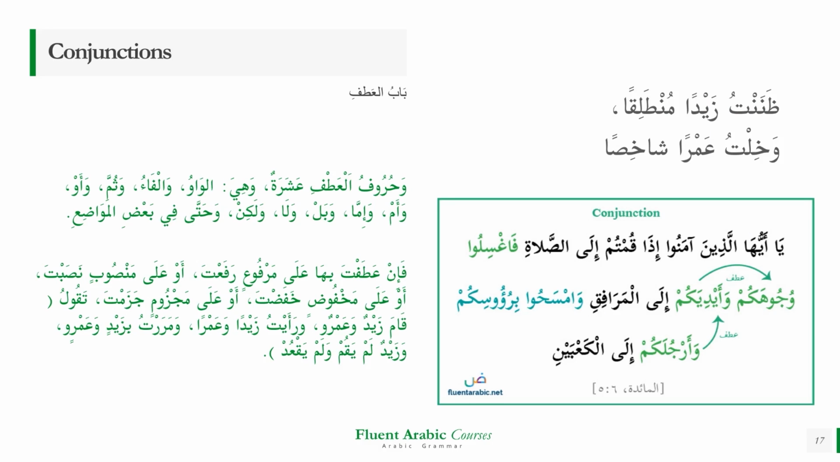Next we have the atf, or the conjunctions. حروف العطف عشرة. The particles of atf are 10. وهي الواو والفاء وثم وأو وأم وإما وبل ولا ولكن وحتى في بعض المواضع. So all these are the particles of atf. And hatta, the final particle, is not always atf, but in some cases it occurs as the atf. Well, this will become clear when we look at some examples for this, inshallah.